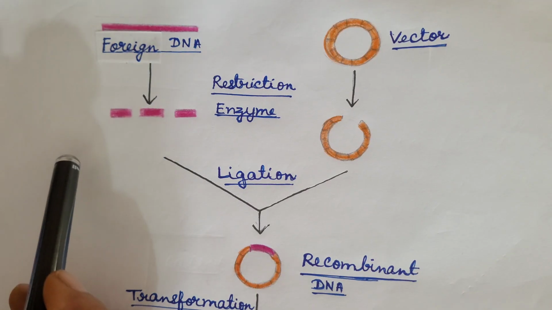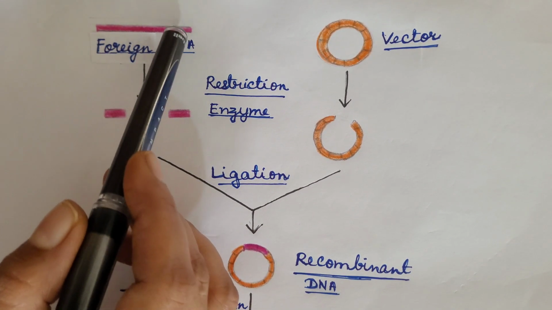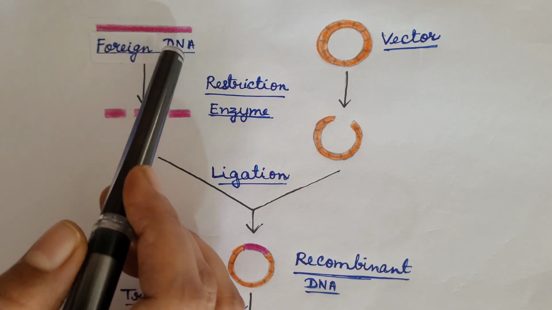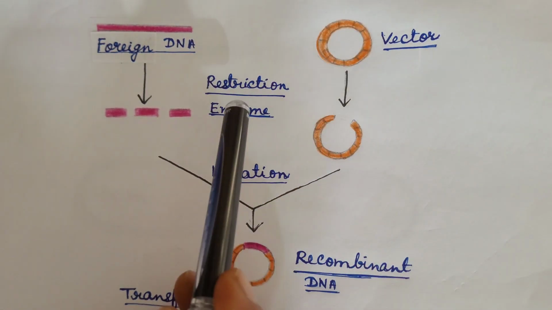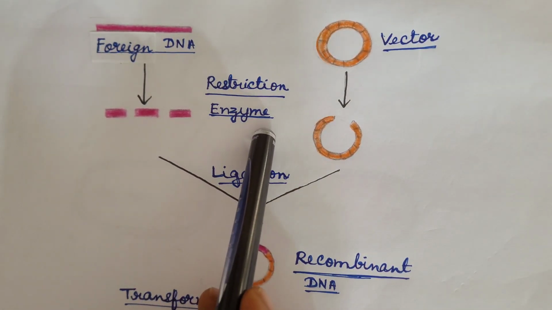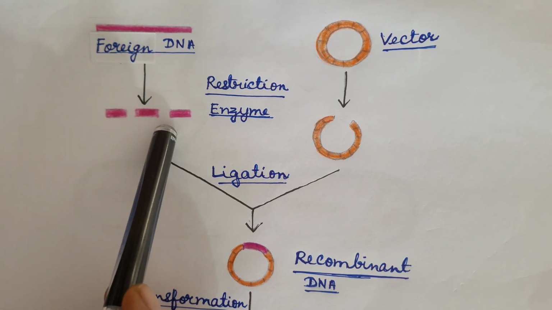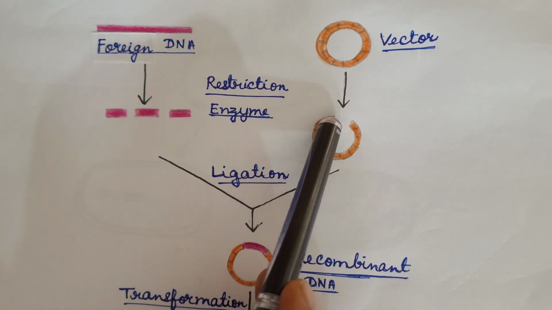Now let us understand this recombinant DNA technology with the help of this diagram. This is the foreign DNA or target DNA or the desired DNA. This is the vector DNA molecule. Then it is cut into fragments with the help of restriction enzyme. So these are the fragments of the target DNA and this is the fragment of vector DNA.